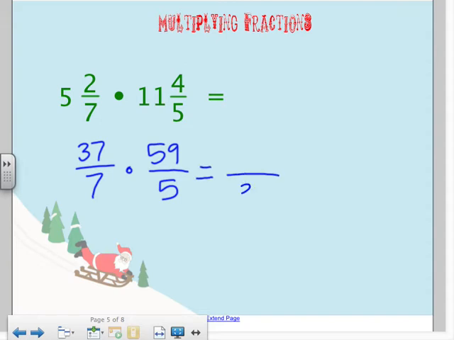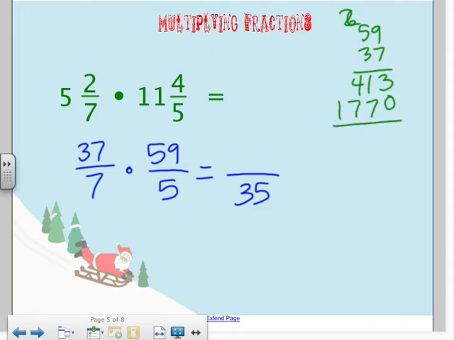Okay, so we're going to do some pretty big multiplication. That's 35, but then I need to do 59 times 37. I'm going to do it up here. Now, it may seem annoying, but what's nice is, because you tried to simplify it ahead of time, and you knew you can't simplify it, you know this final answer is simplified.